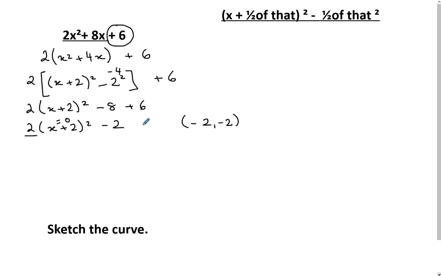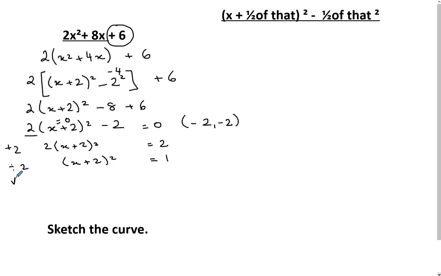Now, when we solve it, we make it 0. We always take a number to the other side. So you've got 2x plus 2 squared equals 2. And now, in order to remove that 2, we divide by 2. So you've got x plus 2 squared equals 1.